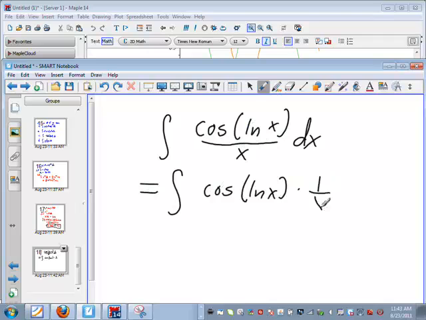Dividing by a number is the same as multiplying by its reciprocal. And divided by x, that's the same thing as multiplying by 1 over x. And now it's obvious how to do this problem. Right? You let u equal the natural log of x, and then du is just screaming at you. It's 1 over x dx. It wasn't so obvious to see in the previous formation of the problem, but now that you see it like this, it knocks down the house.